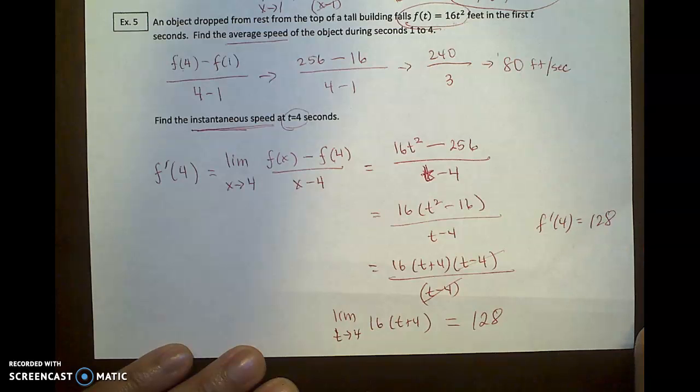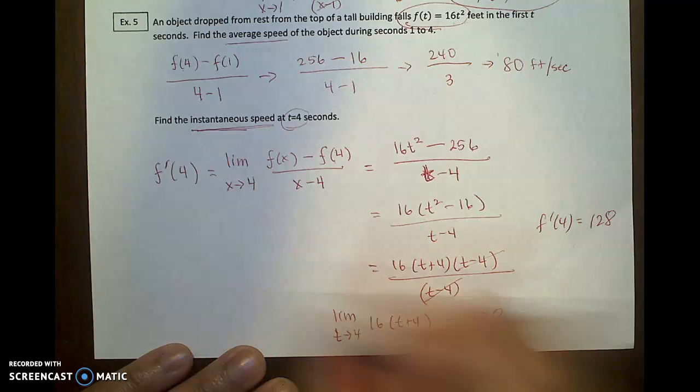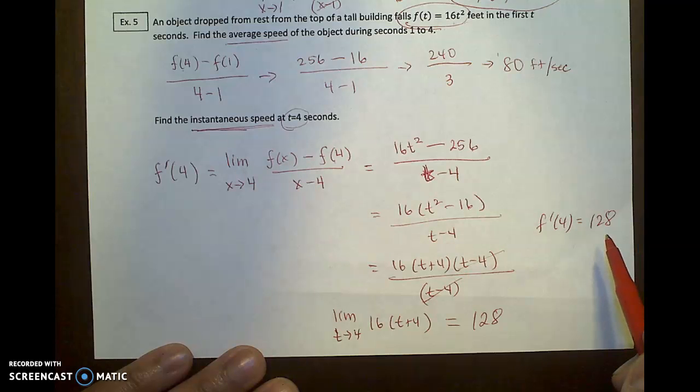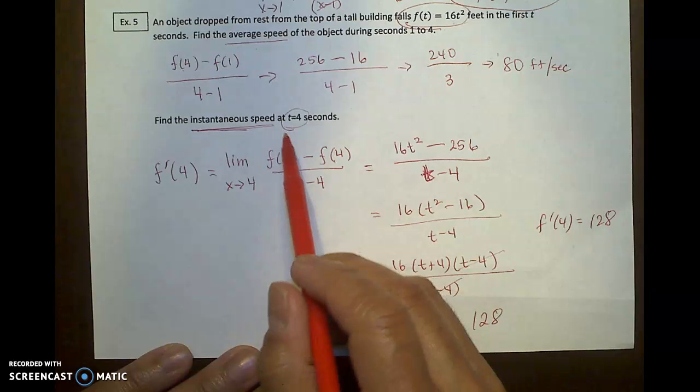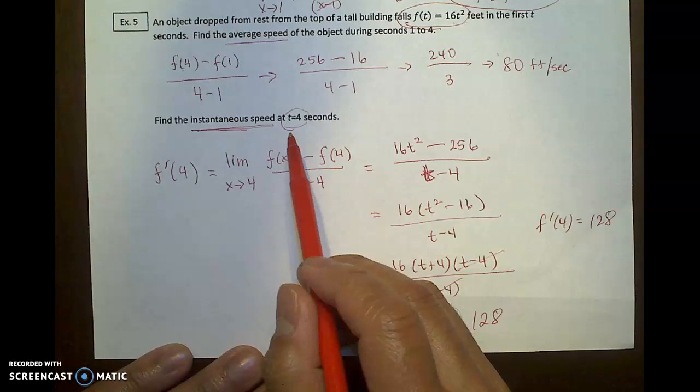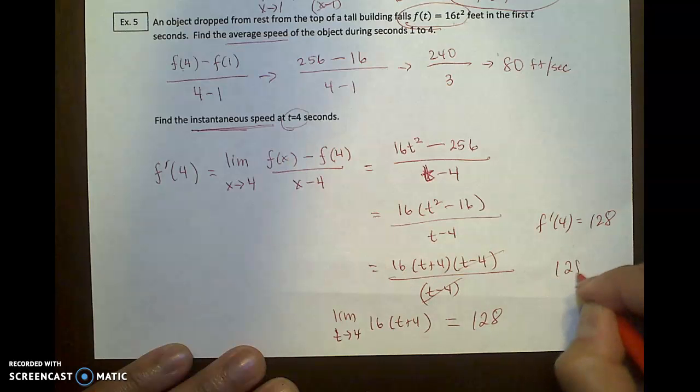And to answer this question, that is the instantaneous speed. That's how fast this object is falling exactly at 4 seconds into the free fall. 128 feet per second.